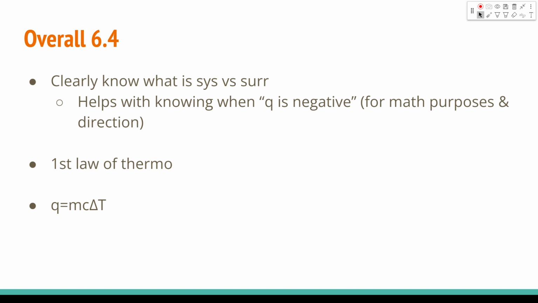Cool. So overall, you should know what is the system versus the surroundings. When Q is negative, use it for the math purposes, but know what it means when Q is a negative number, because there's no such thing as negative heat. Use the first law of thermo, use thermal equilibrium, use Q equals mcΔT, plug and chug, easy peasy. Now again, this is slightly different than Gen Chem because we're dealing with more thermal equilibrium stuff. So just be very mindful about that when doing these calculations.